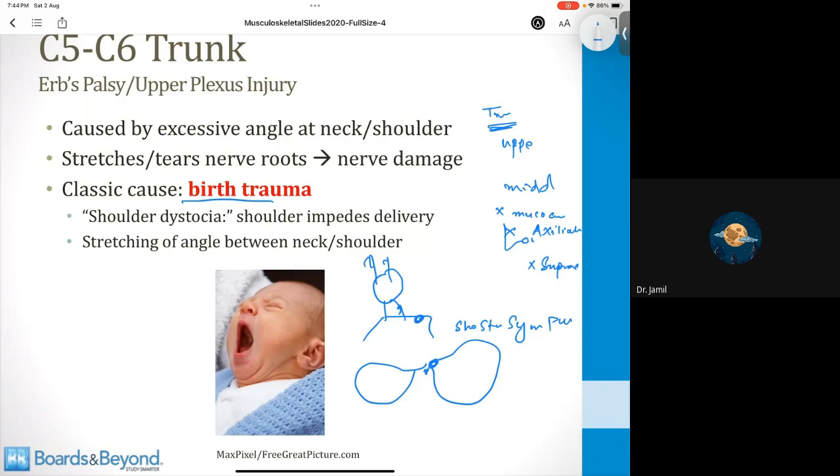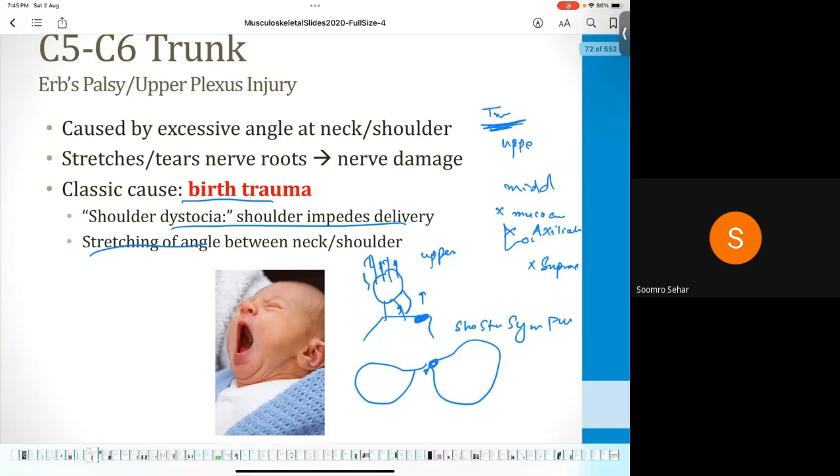If the shoulder is stuck and you're still pulling the head, this angle is going to increase, am I right? Yes, it will increase. And this increased angle in the baby is going to lead to damage of the upper trunk. Really important: the upper trunk can be damaged in this condition. So during the birth, the shoulder impedes the delivery, and as the angle between the head and shoulder increases, it can lead to a tear of your upper trunk.